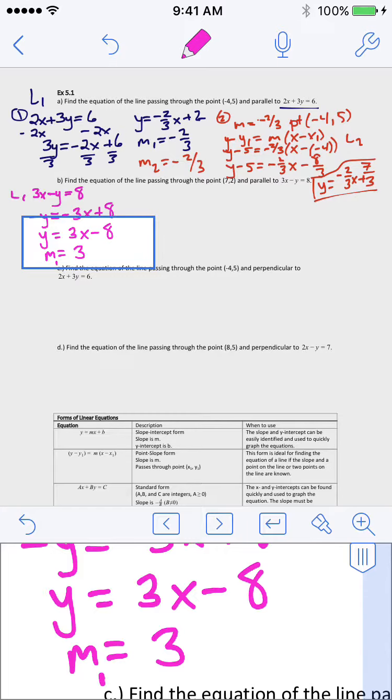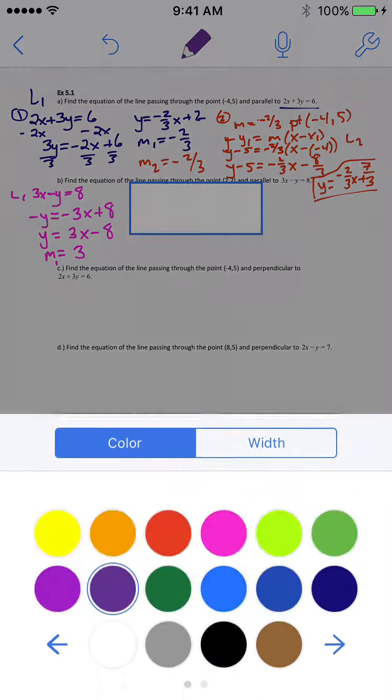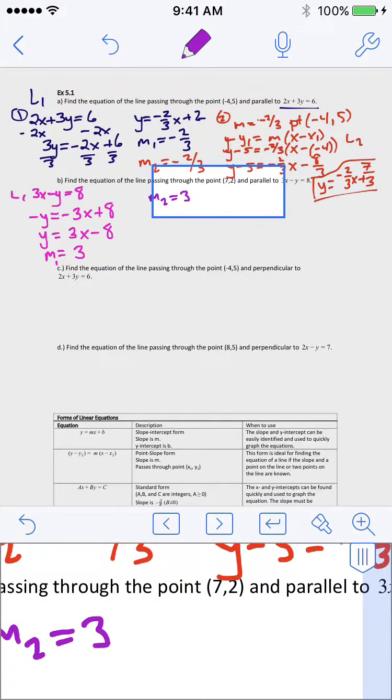It's my slope 1. My slope 2 needs to be exactly the same. Let's use a pretty color, like purple. My slope needs to be exactly the same. So m2 is going to be 3 as well. And then it goes through the point (7, 2).